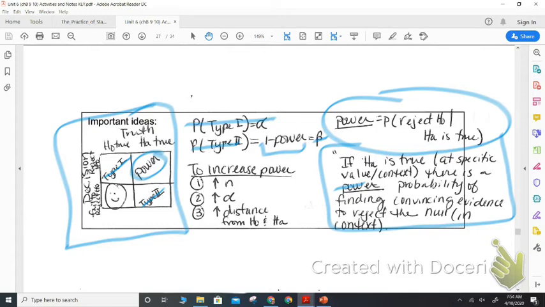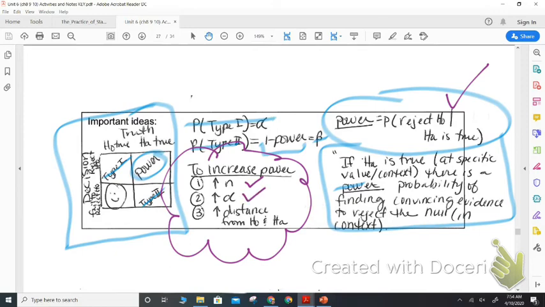Okay. And then this is new. This was not in our example. If you want to increase power, so increase the chances that you make the correct decision about rejecting the null if some alternative value is true, that would be a good thing. You do want to increase power if you can. One thing you could do is increase your sample size. Another thing you could do is increase your alpha size, but that's a trade-off because that's the probability you make a type 1 error. And the other thing you could do is increase the distance between the null and the alternative.